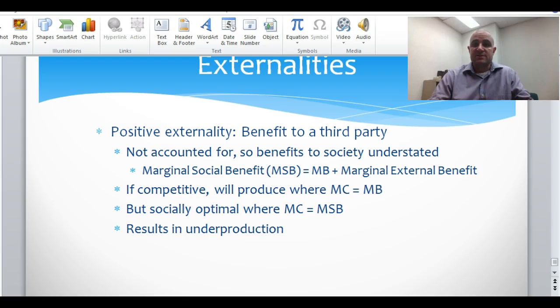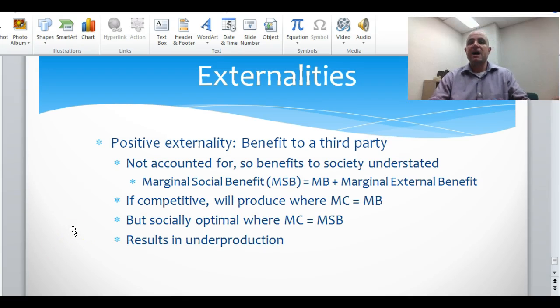The second type of externality is a positive externality. Now, not all externalities are bad. A positive externality is a benefit to a third party, somebody who neither buys nor sells the good, who is still benefiting from it. So, for example, let's say you own a home and your neighbor has a perfectly kept yard.